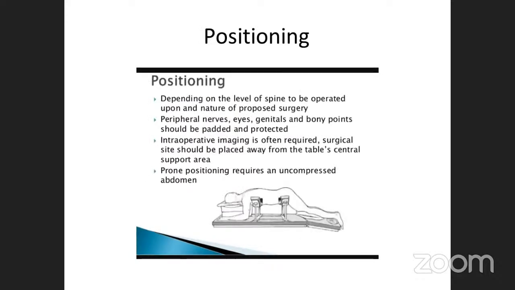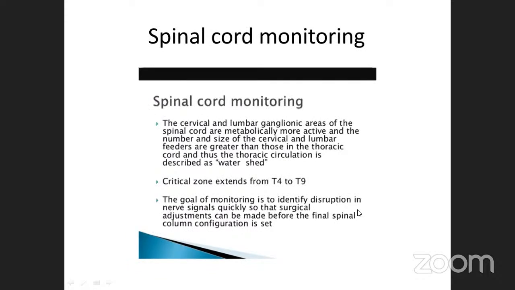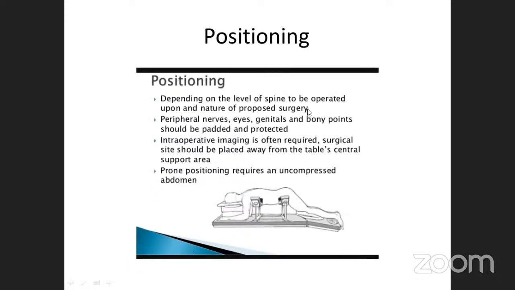Positioning. Cardiovascular changes depend on the level of spine to be operated upon and the nature of the proposed surgery. Position changes. Peripheral nerves, eyes, genitals, and bony points should be padded and protected. Intraoperative imaging is often required. The surgical site should be placed away from the table's central support area. Prone positioning requires an uncompressed abdomen.